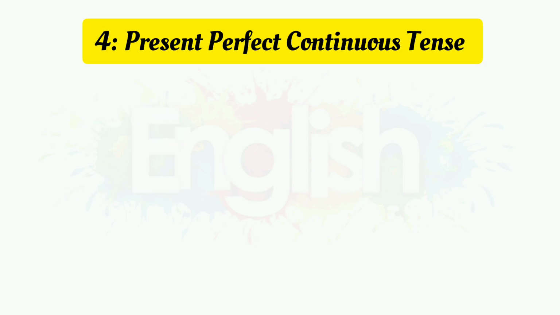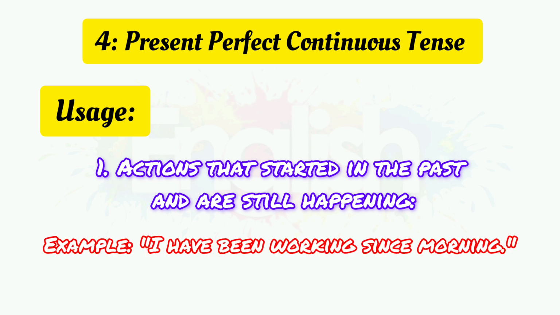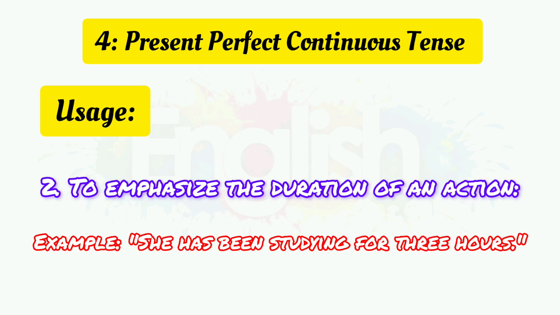4. Present perfect continuous tense. Usage. 1. Actions that started in the past and are still happening. Example: I have been working since morning. 2. To emphasize the duration of an action. Example: She has been studying for 3 hours.